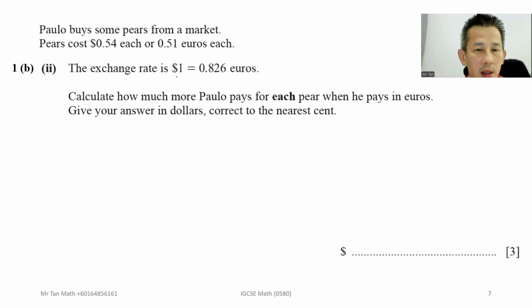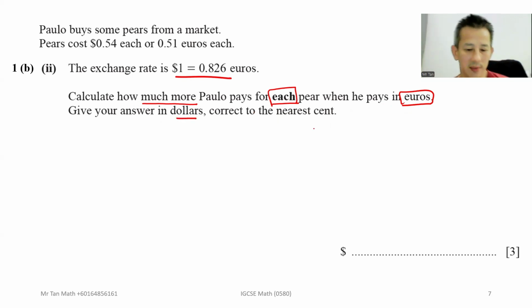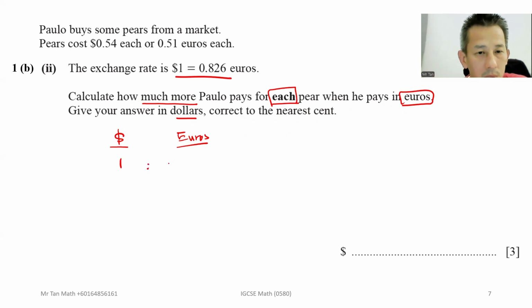B2. The exchange rate is $1 to 0.826 euros. Calculate how much more Paolo pays for each pair when he pays in euros. So a few keywords here: give your answer in dollars, correct to the nearest cent. First we take the exchange rate. This is dollar, this is euro, so 1 to 0.826. Then take the euros, which is 0.51.